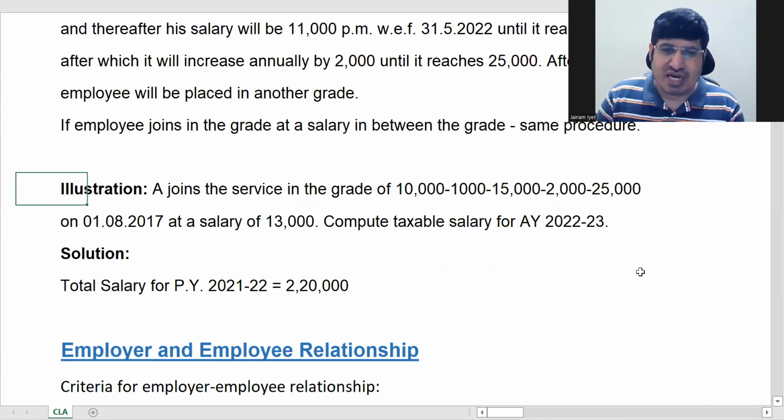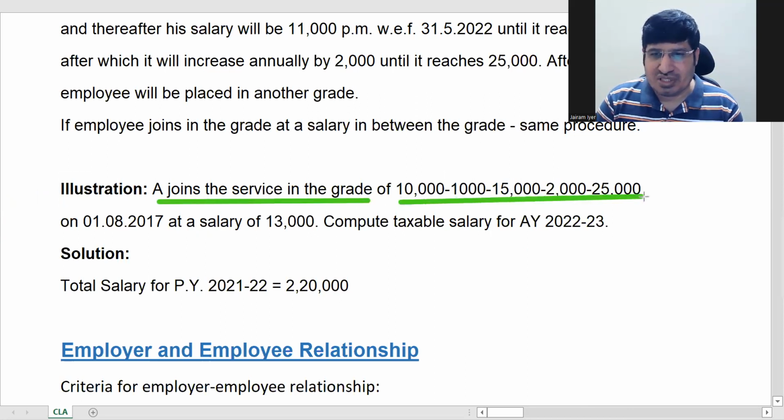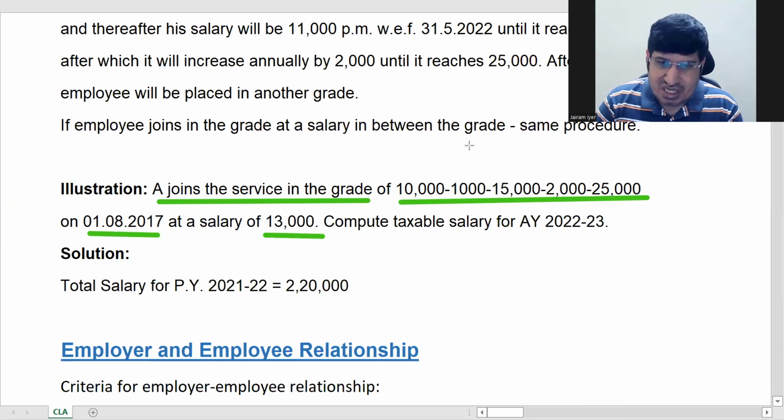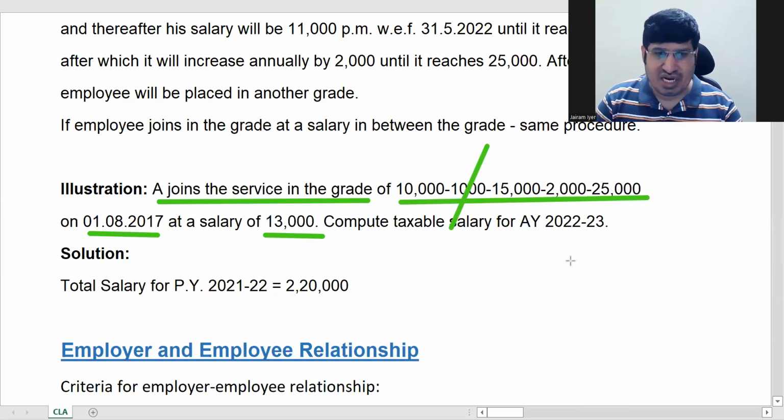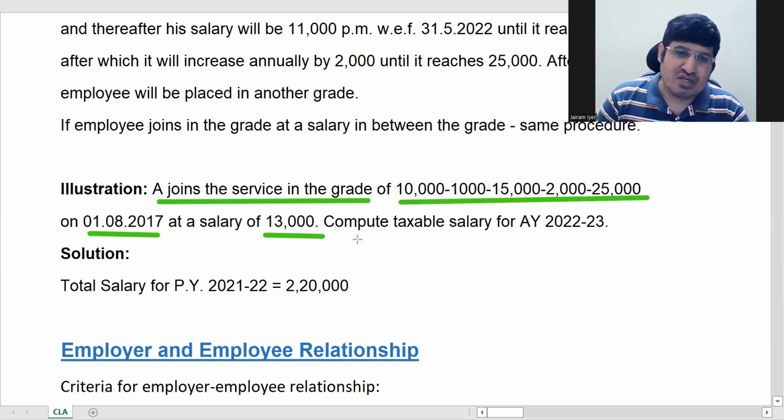Now this problem says: A joins service in the grade. So the grade has been given to us. He joined on 1/8/2017 at a salary of 13,000. If you see, he has joined between 10,000 and 15,000, correct? Salary of 13,000.